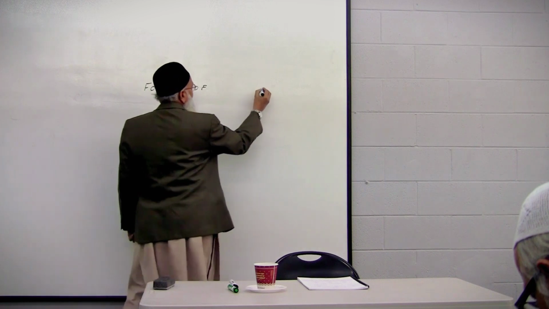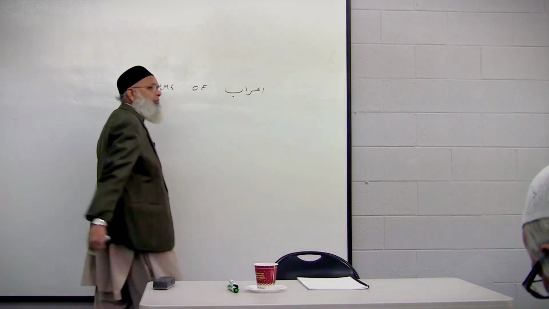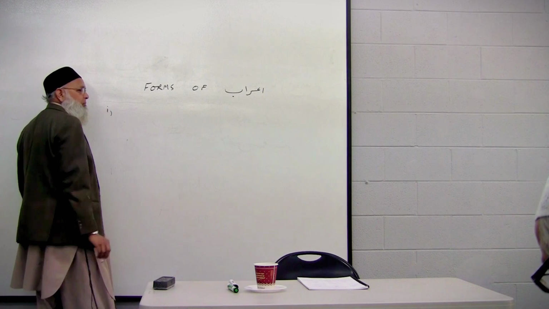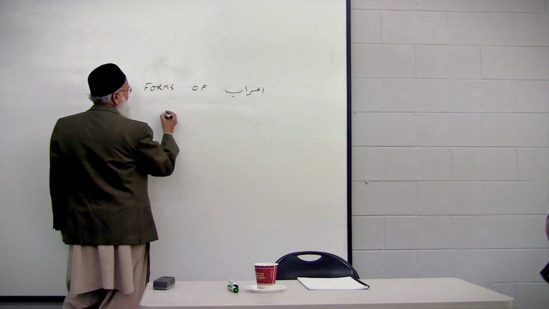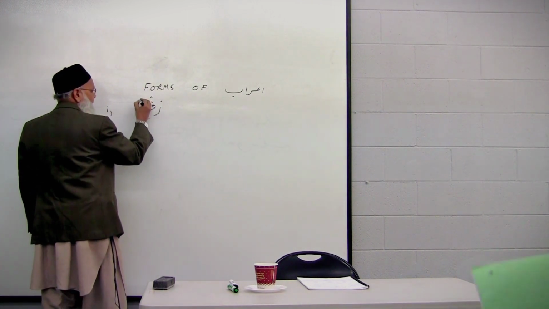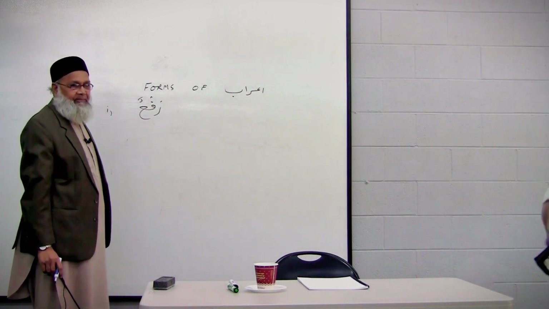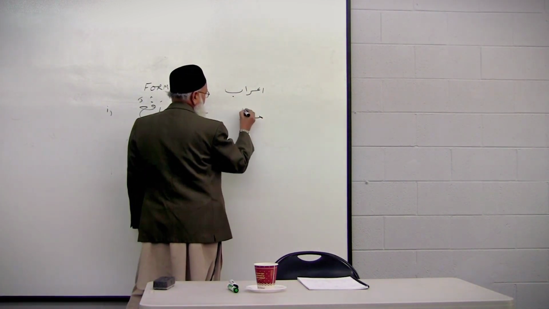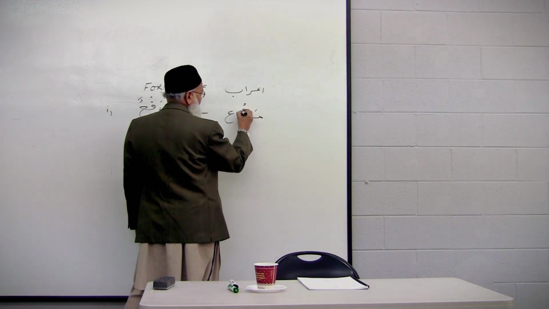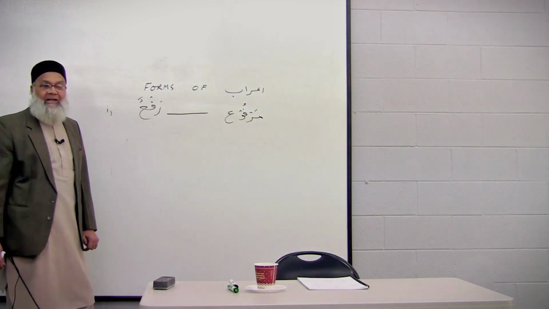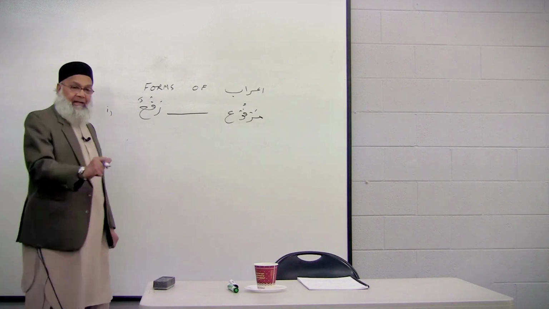Forms of I'rab. One, Raf. I'rab of Raf. And the noun would be called marfu'. Raf means ascension, height. So this is the highest level. As I said, it's a very scientific language. Everything will be meaningful.